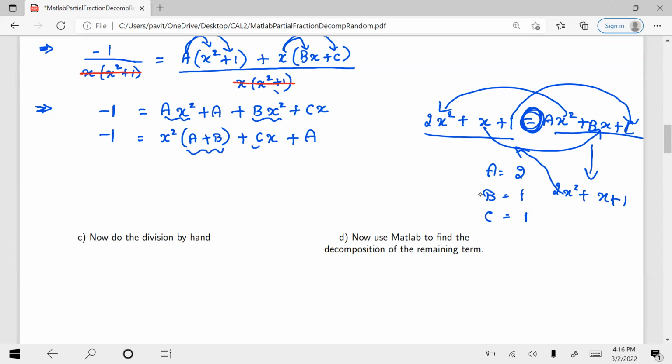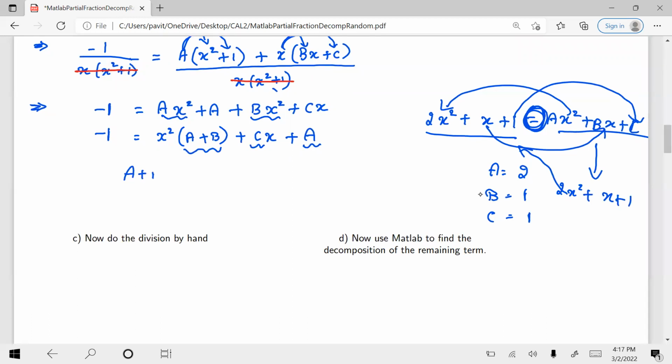I have a plus b, I have c, and I have a. But the problem is we do not have x square or x terms on the other side. So what can we assume that as? We will assume that as 0. So we will take a plus b. We are just working out with the constants or the coefficients. So a plus b will be equal to 0. That's because we do not have x square on the other side. Now cx is equal to 0. So I'm just directly getting what c is. Now, can you tell me what a is?